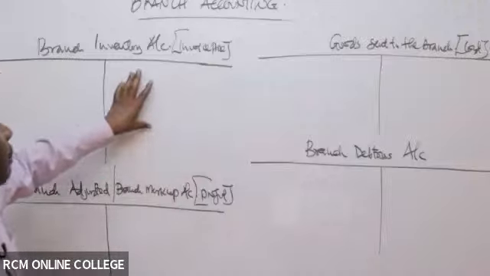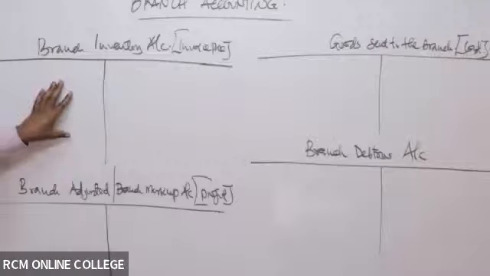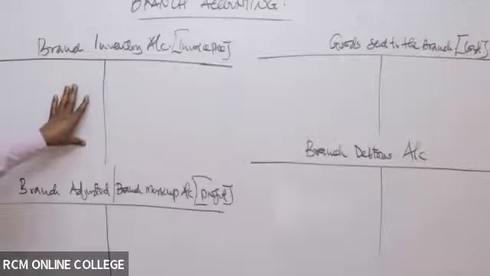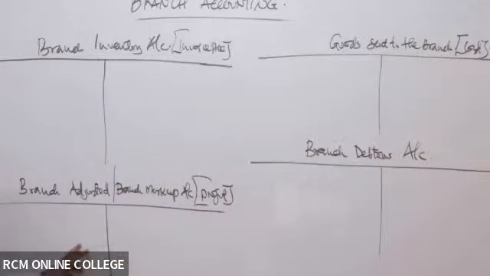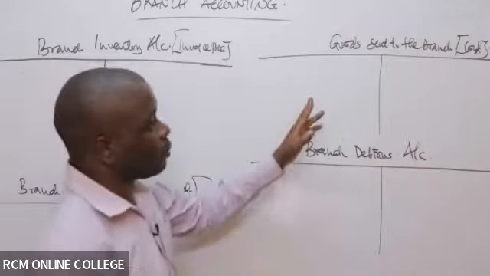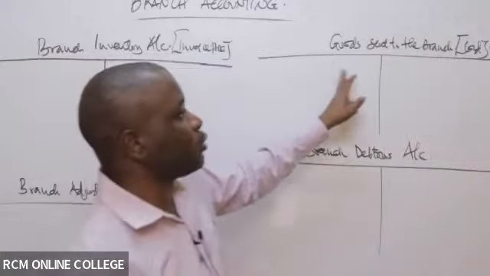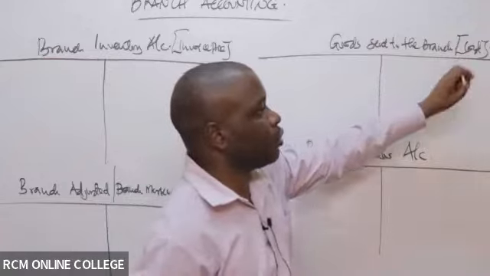So when you are basically passing entries here in the branch inventory account, anything affecting the branch inventory account, you have to recognize it at what? At invoice price. Then the profit element, because you have to adjust the profit element for the goods you're sending to the branch, you need to come up with the branch markup account, and you're going to see how you pass the entries. Then the goods sent to the branch, you'll basically recognize them at cost.